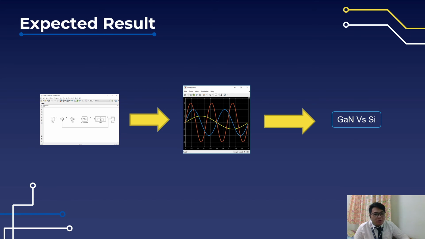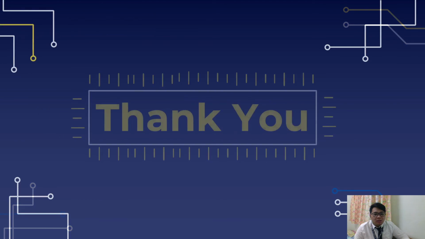Next, for the expected result, the whole project will be done by using MATLAB simulation and obtaining the waveform from the MATLAB simulation, and lastly, comparing the performance between the gallium nitride-based inverter and also the silicon-based inverter. The expected result at the end of the project is that the gallium nitride-based inverter has a higher performance compared to the silicon-based inverter.